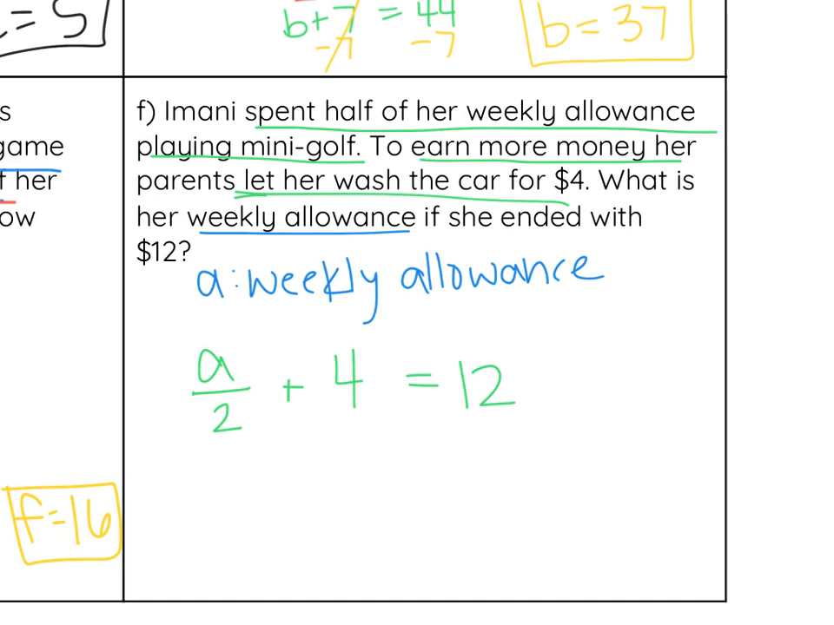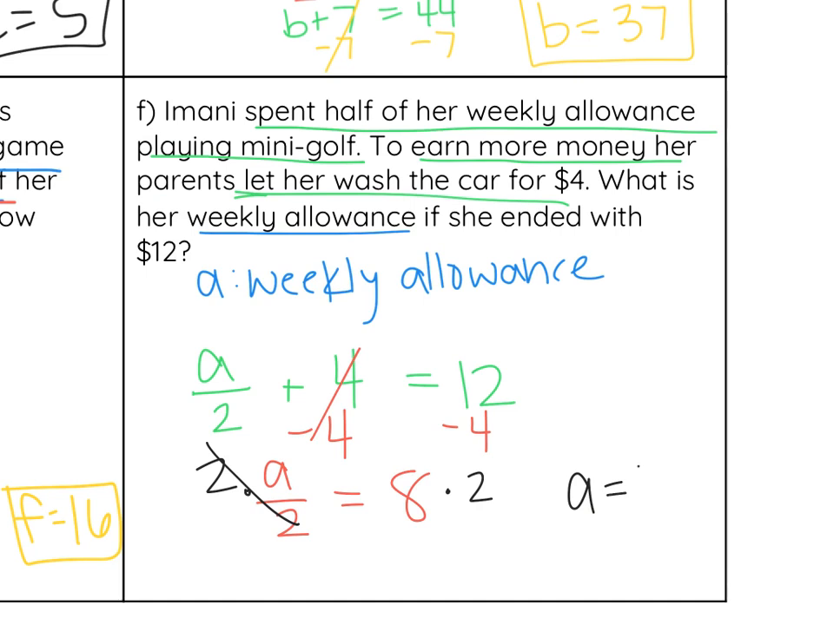So let's solve this. I want you to note here that we're not going to multiply by 2 first because the +4 is not in the fraction, right? So I can actually get rid of the +4 first, and I'm going to do that by subtracting 4 on both sides. So then we have A divided by 2 equals 8. Now to get A by itself, what I need to do is multiply both sides by 2. So A is equal to 16. So how much was her weekly allowance? It was $16.